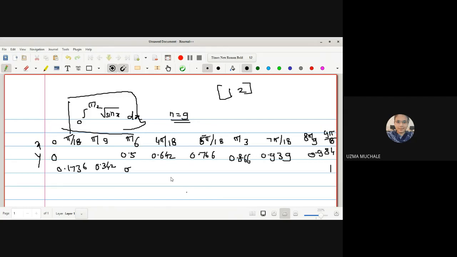What is the answer from direct calculation without using these formulas? Ma'am, it is 2 by 3. Yes, is everyone getting the same answer, 2 by 3? Yes, ma'am. Okay, correct. So if you write 2 by 3, what will be the answer in decimal points?